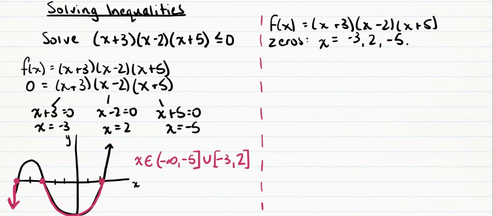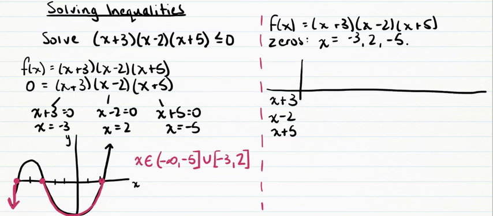So the way we organize this is as follows. Along the left-hand side of a table, I'm going to list the factors of this polynomial function f of x. So the factors are x plus 3, x minus 2, and x plus 5. Along the top of this table, I'm going to list the intervals that I'm going to test out, where these zeros are what is breaking up the intervals.